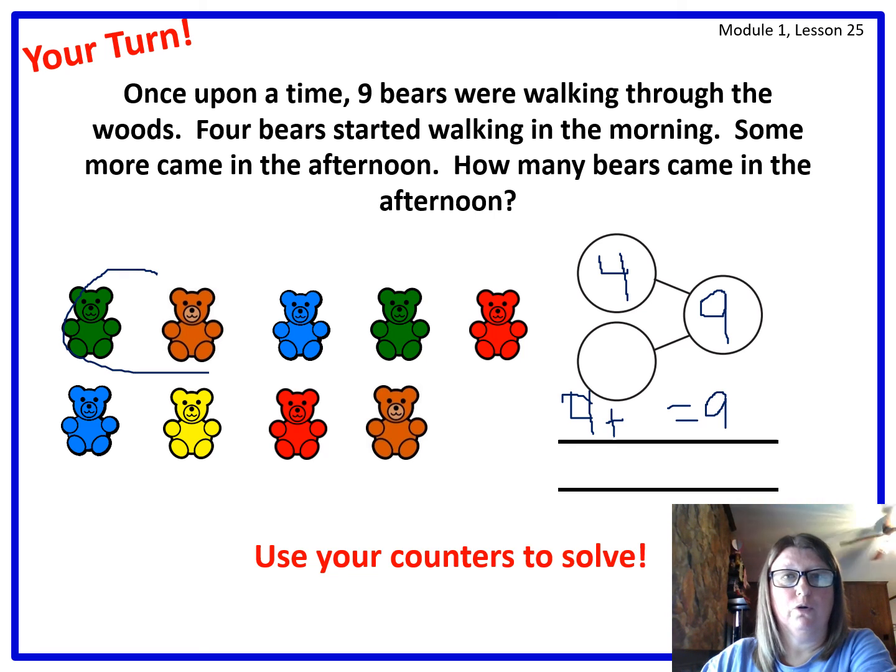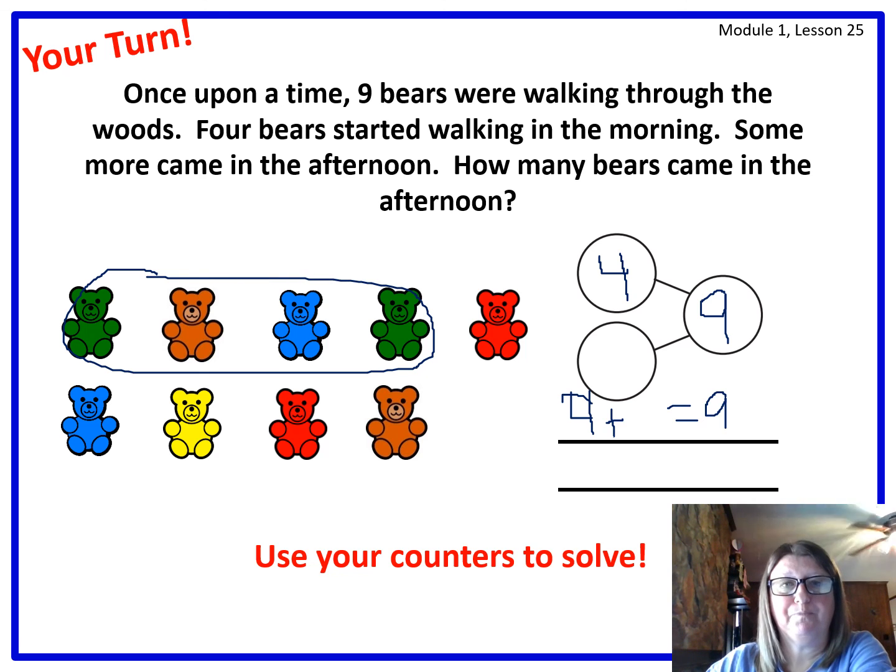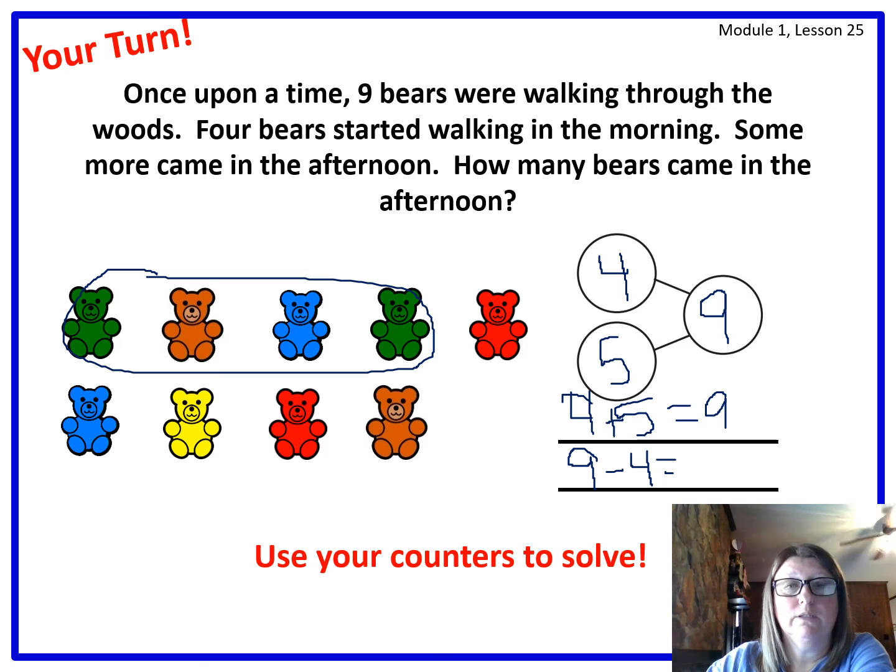So I'm going to circle these 4 bears, and what's left over is who came in the afternoon. So 1, 2, 3, 4, 5. 4 plus 5 equals 9. All right, so now I'm going to turn this into a subtraction sentence. So 9 is my total. It's also the bigger number. Minus 4, the bears that were walking in the morning, equals 5 that came in the afternoon.